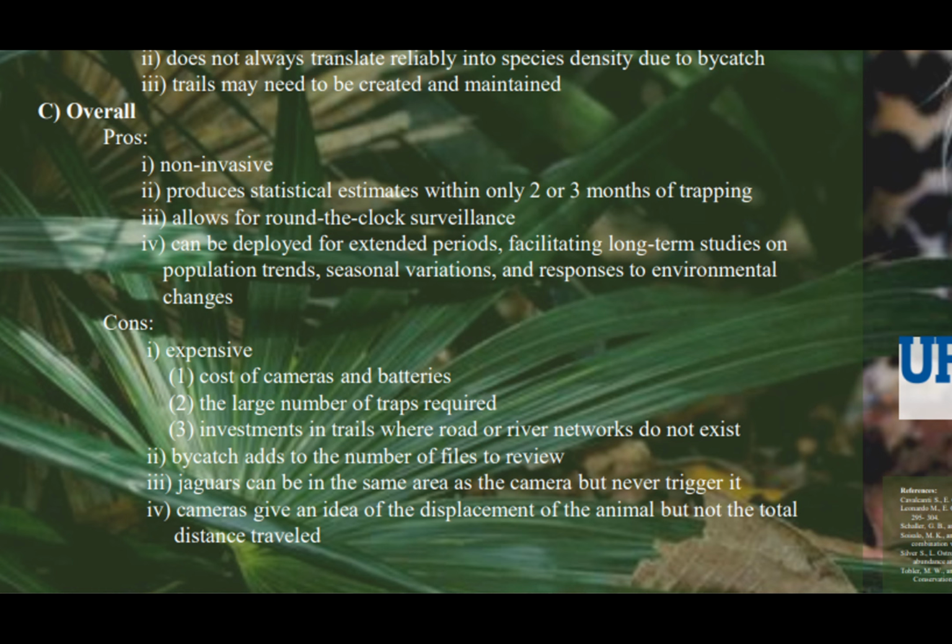Some cons for using both methods are it can be expensive, such as the cost of cameras and batteries, the large number of traps required, and the investments in trails where road or river networks do not exist. Some more cons are that bycatch adds to the number of files to review. Jaguars can be in the same area as the cameras but never trigger them. And finally, cameras give an idea of the displacement of the animal, but not the total distance traveled.